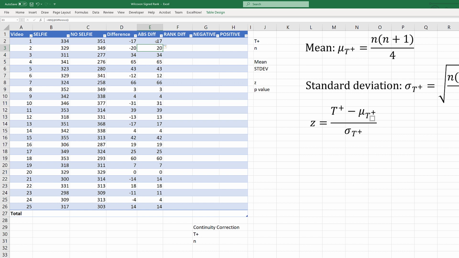Now the first thing we need to do is look for any differences that are zero. And I can see down here in row 21, we have zeros. We could do an Excel formula to automate this, but for the sake of this example, I'm just going to delete them.